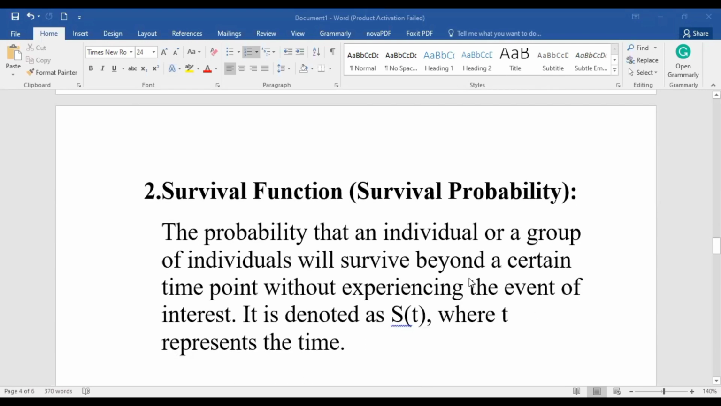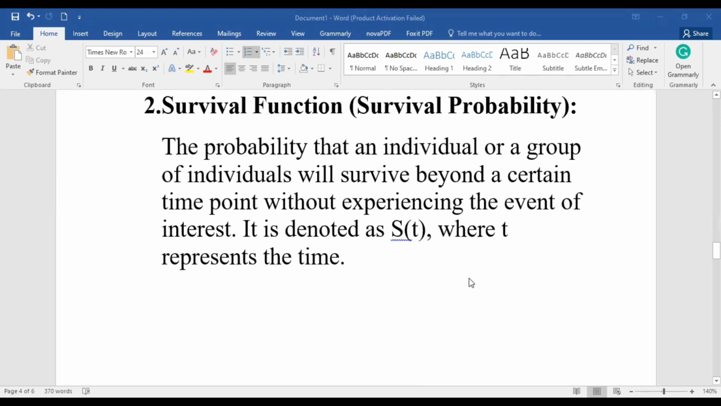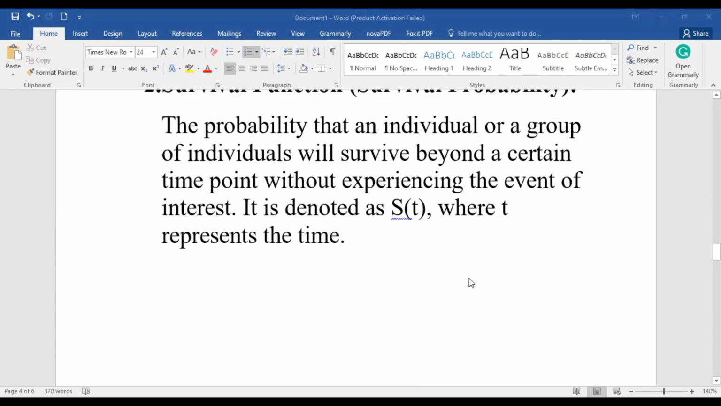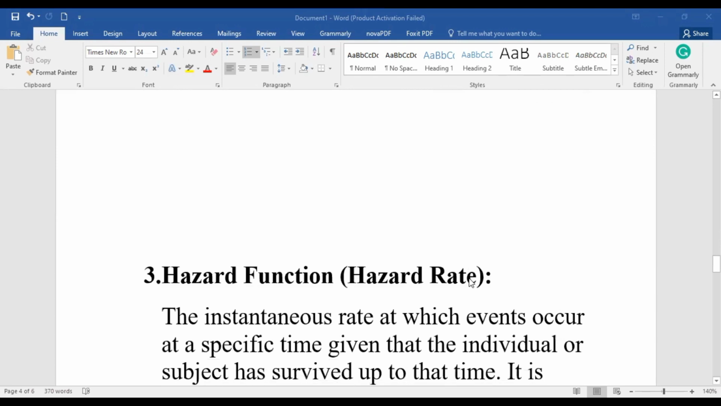The second term, which is survival function or survival probability, is basically the probability that an individual or a group of individuals will survive beyond a certain time point without experiencing the event of interest. It is denoted as S(t), where t represents time.